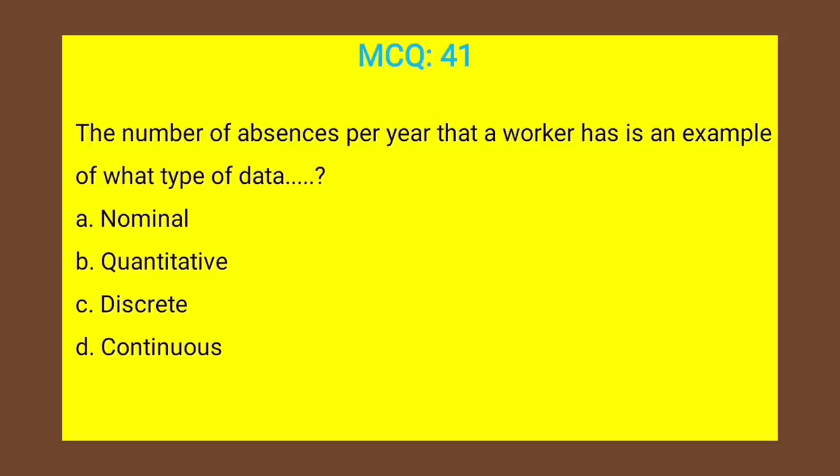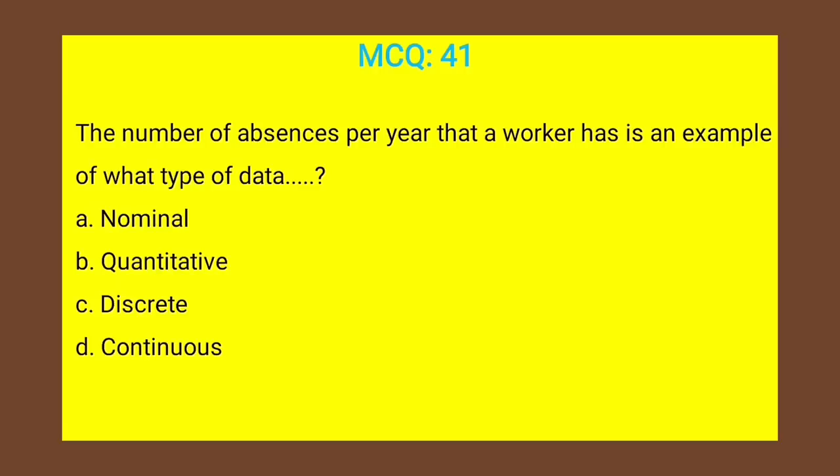Question 41, the number of absences per year that a worker has is an example of what type of data? You have A, nominal, B, quantitative, C, discrete, and D, continuous. So the idea is that it's a discrete data. Discrete data have a countable value, for example, the number of children in a family, or the number of exercise books on a shelf.